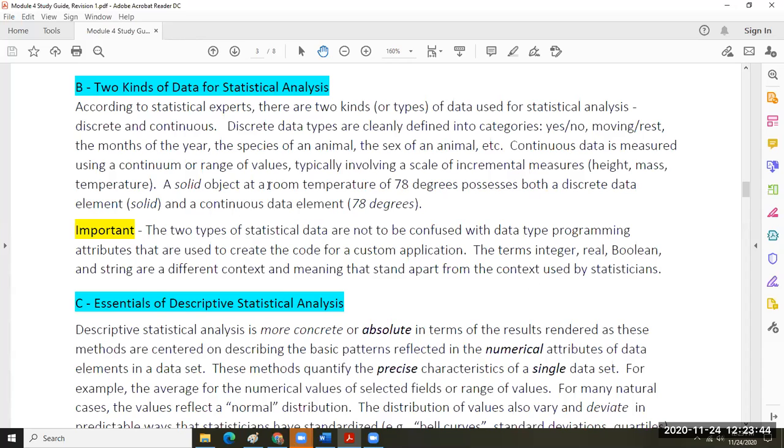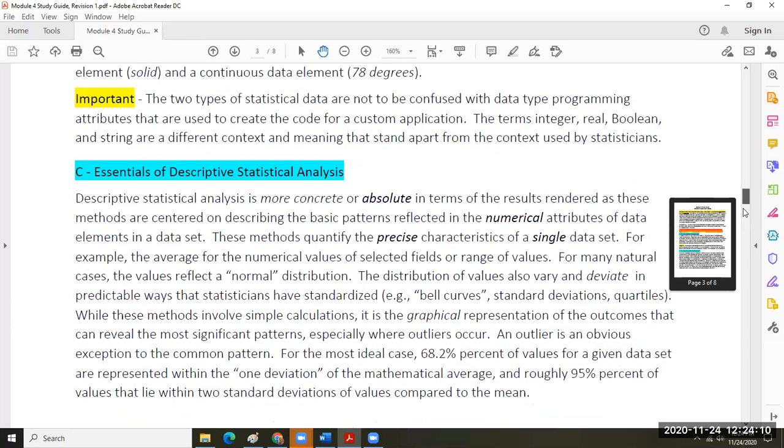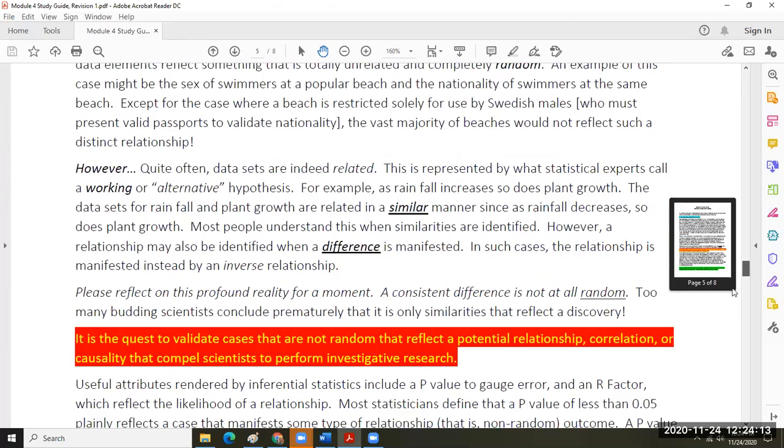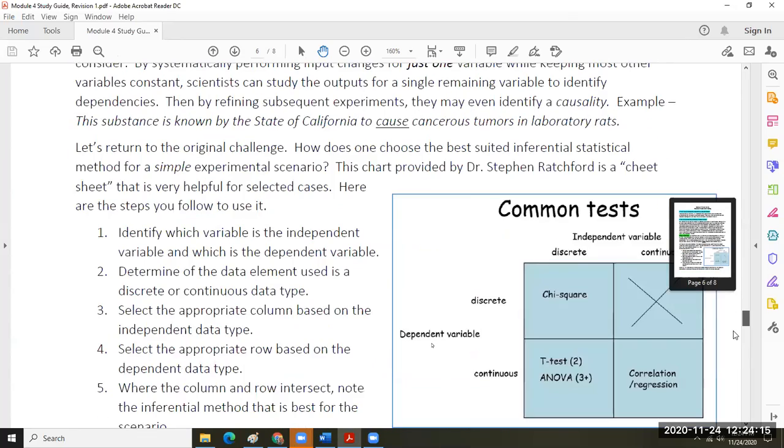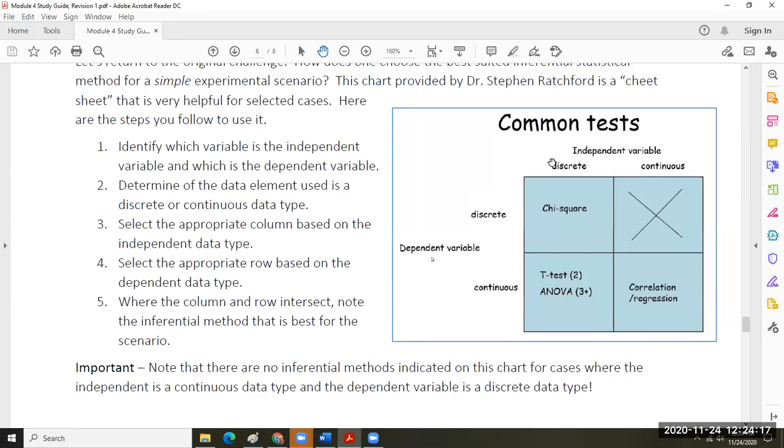We spoke about this last week when we reviewed some of the slides from Dr. Ratchford's presentation, that there are two types of data in terms of statistical analysis that is not to be confused with the data types in a programming language, right? So you have discrete data types that are cleanly defined into categories, and then you have the continuous data types, and that helps you use the cheat sheet. Is this ringing a bell with people? The cheat sheet? Yeah, the command cheat sheet.